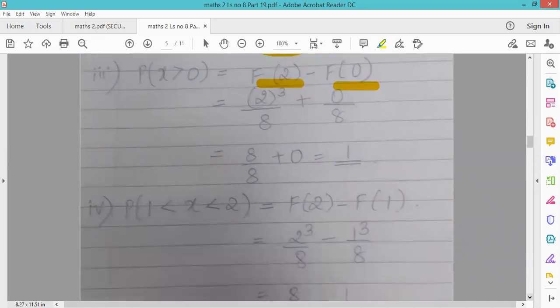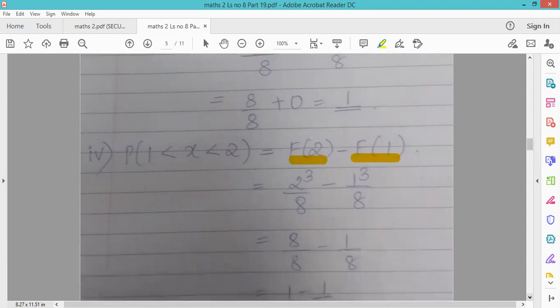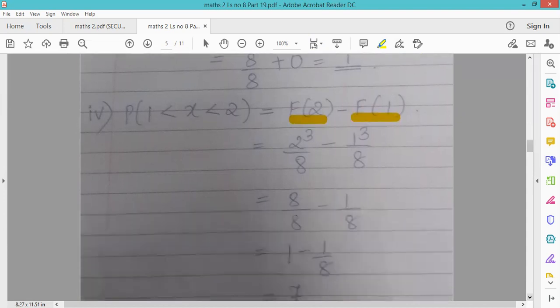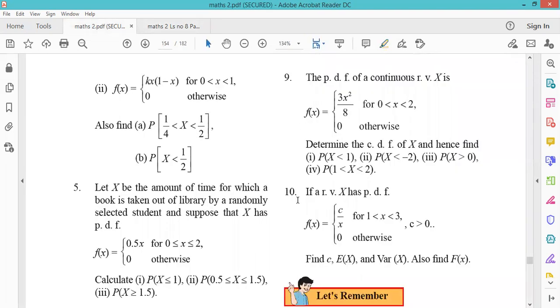1 less than x less than 2 is nothing but f of 2 minus f of 1. So 2 cube upon 8, which is 1, we just saw, and 1 cube upon 8 is 1 upon 8. So 1 minus 1 upon 8, answer is 7 upon 8. I hope you all are clear with sum number 9 as well. Coming towards sum number 10.